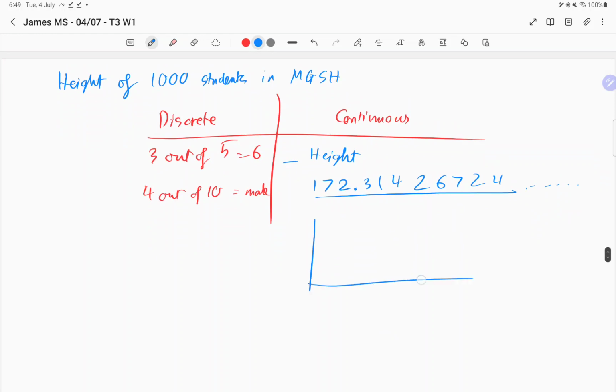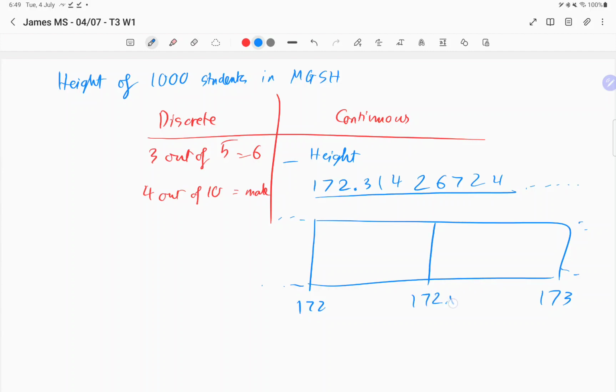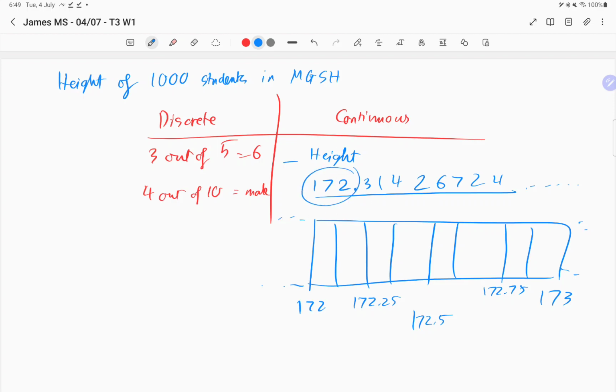You know how when you have a ruler? If this is 172, let's say it keeps going. On the ruler, it's 172. This is 173. If you have two divisions, then you can only measure up to 172.5. If you have 4 divisions, then you can measure 172.25, and then 172.5, and this is 172.75. So you see where I'm going? If you keep on dividing it, you get more and more accuracy, but you can infinitely keep dividing it. So on a continuous scale, it doesn't make sense to have a whole number.